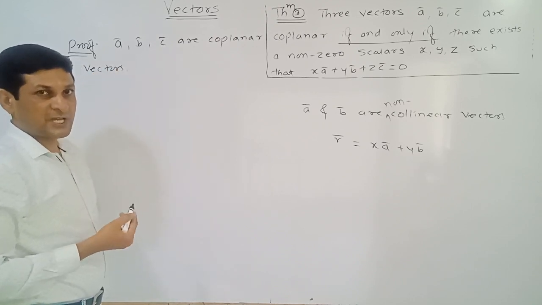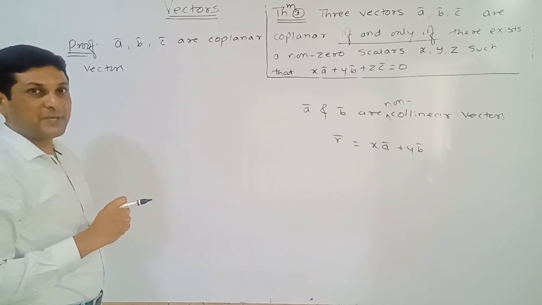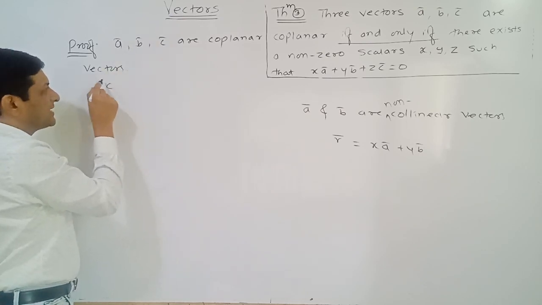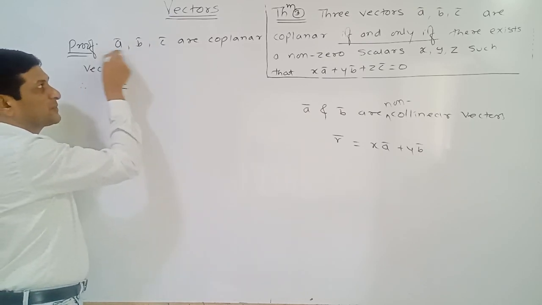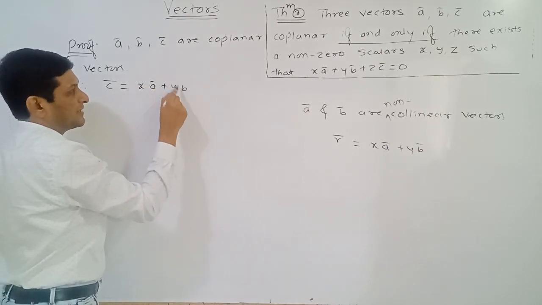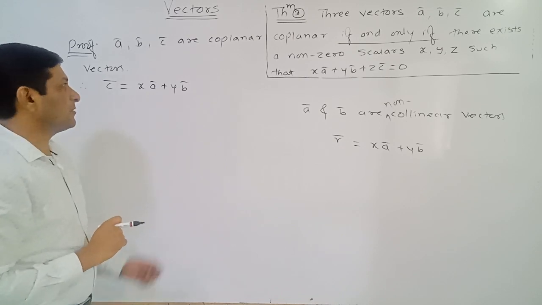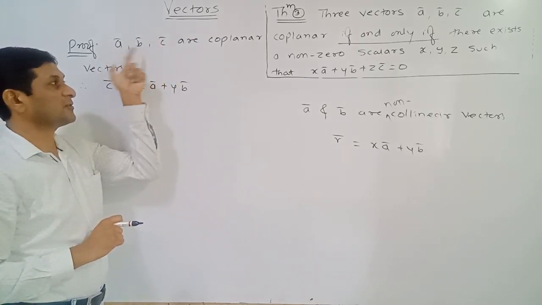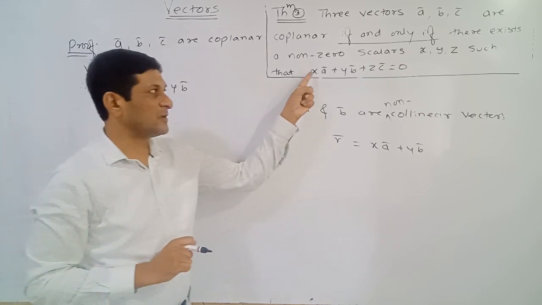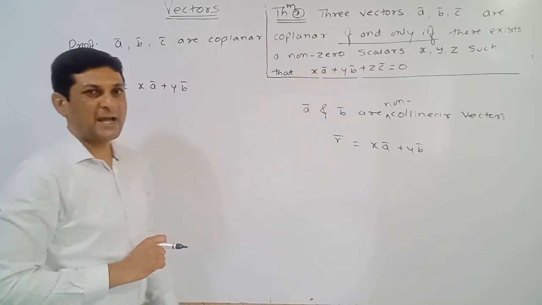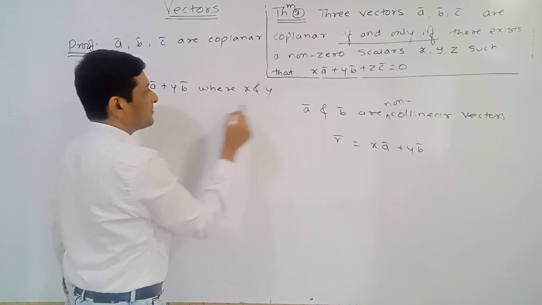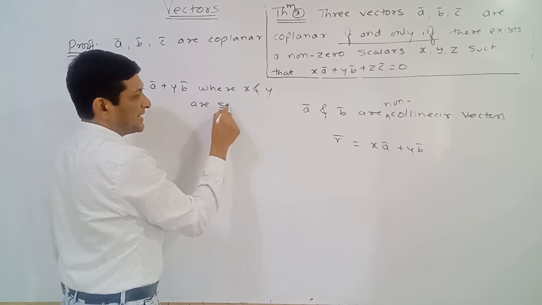Already we know that if vectors are coplanar, then one vector can be expressed as a linear combination of the other two vectors. So let us suppose that C bar is expressed as a linear combination of A bar and B bar. So c bar equals x a bar plus y b bar. Such an expression is called a linear combination, and here C bar is expressed as a linear combination of A bar and B bar. Here we have denoted the scalars by x and y, because in our statement the scalars have been denoted by x and y, where x and y are scalars.